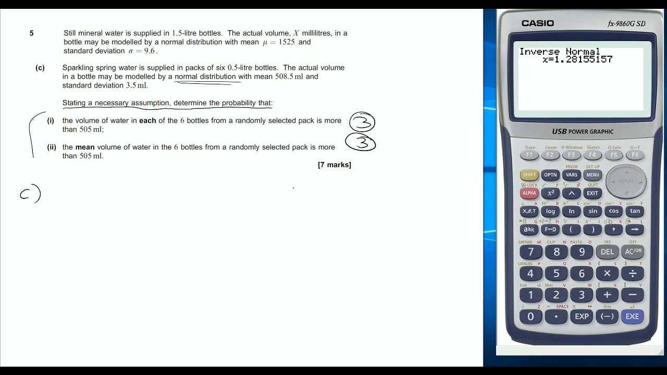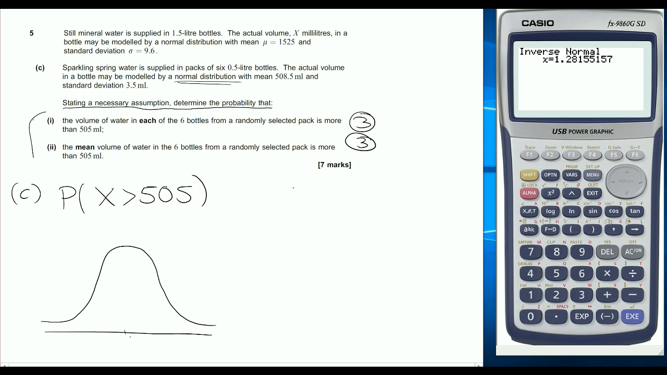So in this one, what we're looking to do is to first of all find out the probability that the volume of one of the bottles is greater than 505. So we're looking in a different situation here. So we'll just draw our bell-shaped curve. This time the mean is 508.5 millilitres, and our key value, our observed value, is 505. So we're looking to find out the probability, first of all, that one of the bottles is greater than 505.